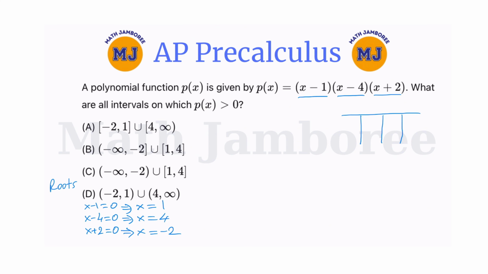Let's put them over here in a sign diagram, and put them in order. Negative 2 comes first, then 1 and 4. And we have 4 different regions now. We will look for the greater than 0 section, so I'm going to use some test points. In this region, I'm going to use negative 3. Between negative 2 and positive 1, I'd like to use 0. Between 1 and 4, I'm going to use 2. After 4, I will use 5. These are our test points.